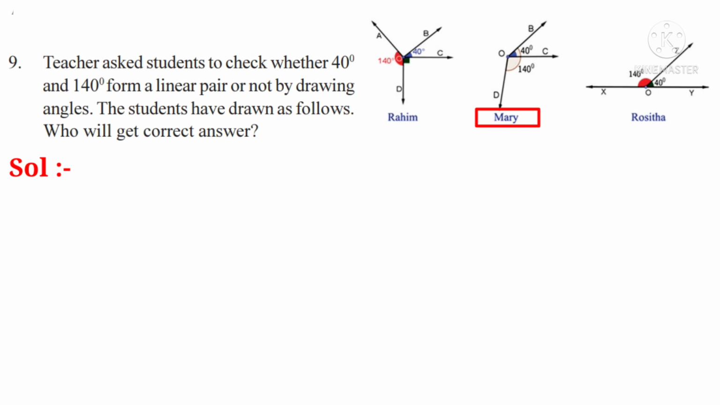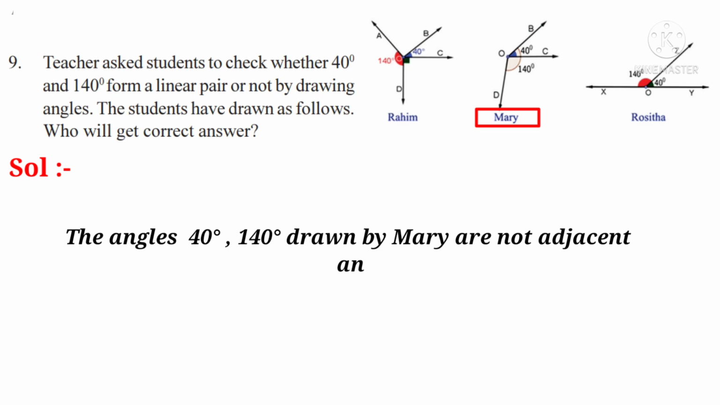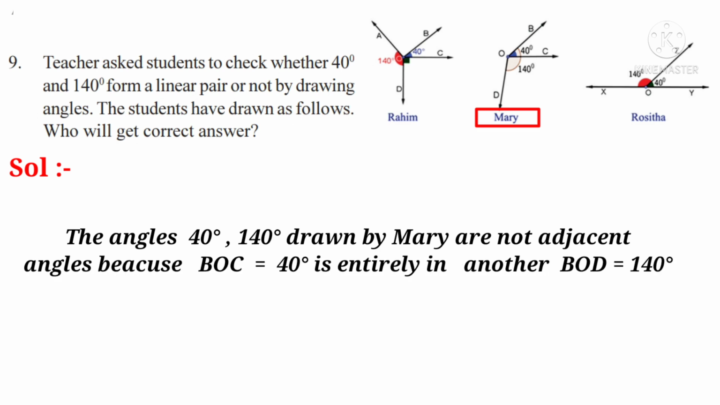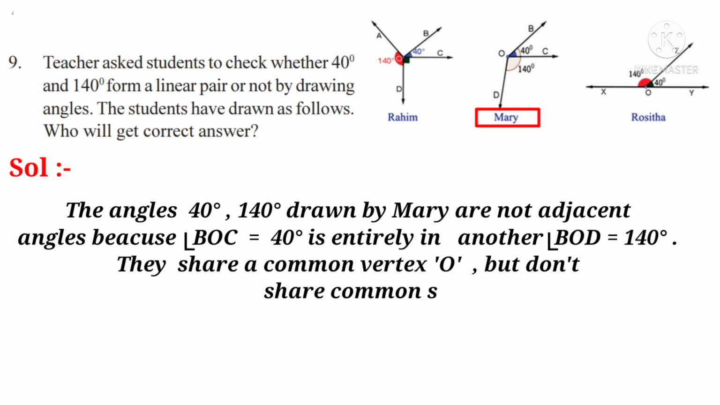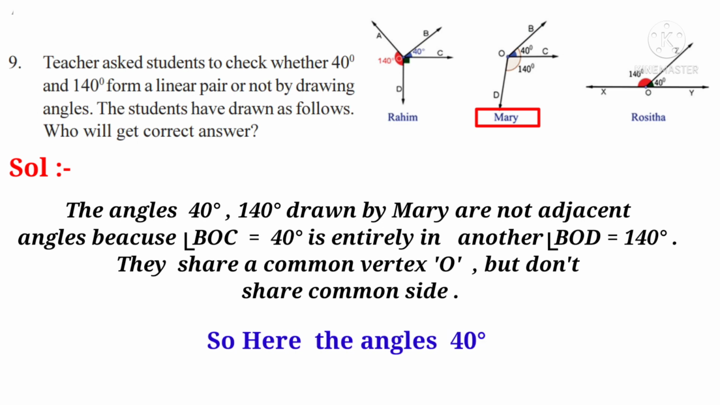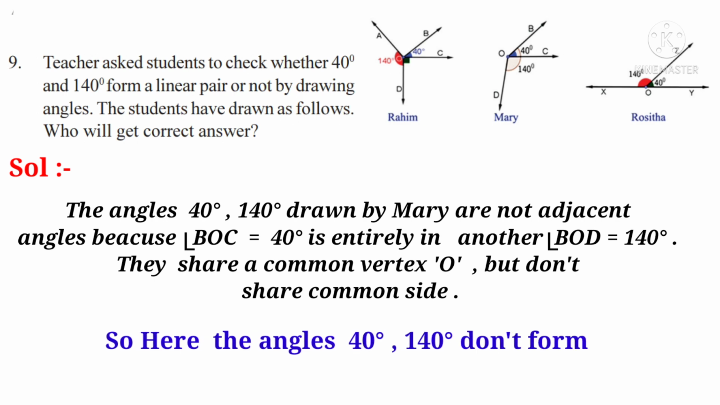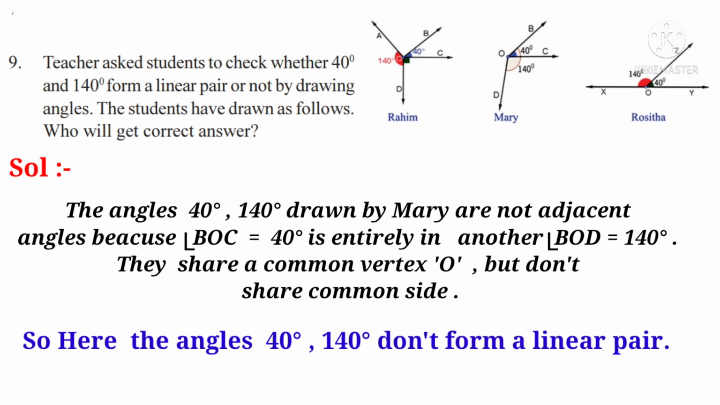Now let us observe the figure drawn by second student Mary. The angles 40 degrees, 140 degrees drawn by Mary are not adjacent angles, because angle BOC equal to 40 degrees is entirely inside another angle. Angle BOD is equal to 140 degrees. They share a common vertex O but do not share a common side. So they are not adjacent angles and also do not lie on the same line. So they do not form a linear pair.